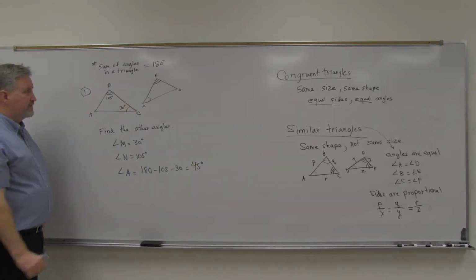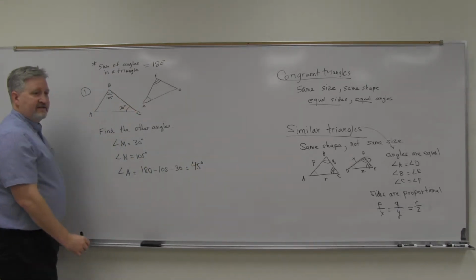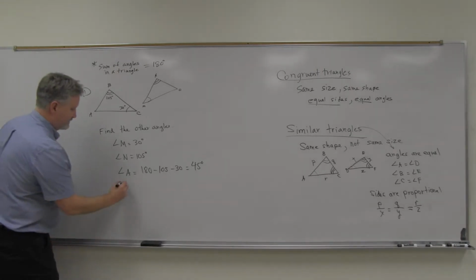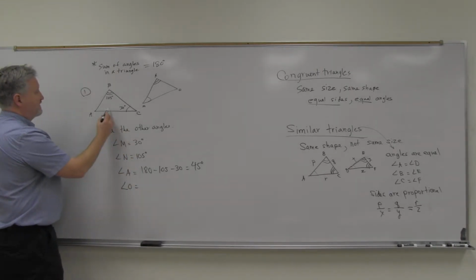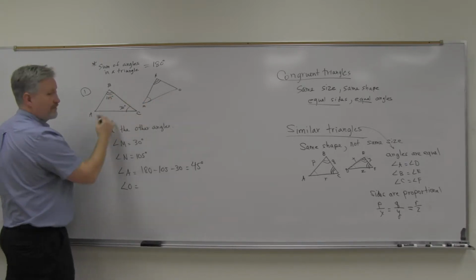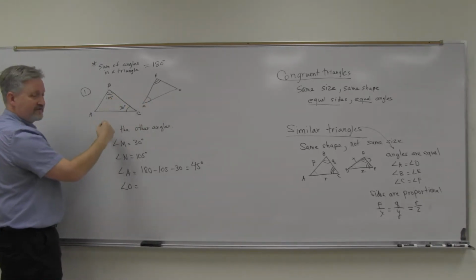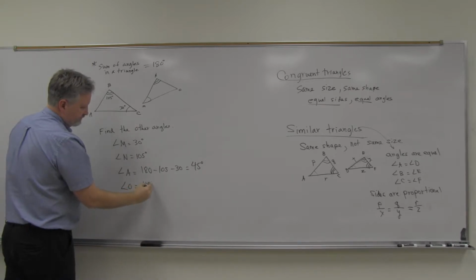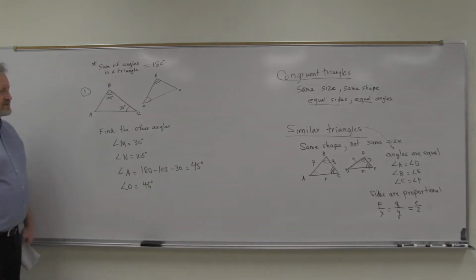Everybody with me on that? And so, last but not least, then angle O. Well, if C goes with M, or M goes with C, and N goes with B, then O goes with A. So O and A would be the same, so it would also be 45. So, any questions on that one?